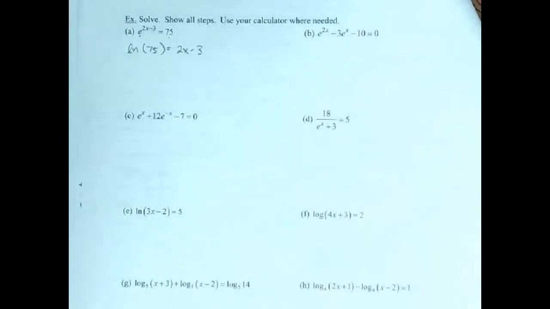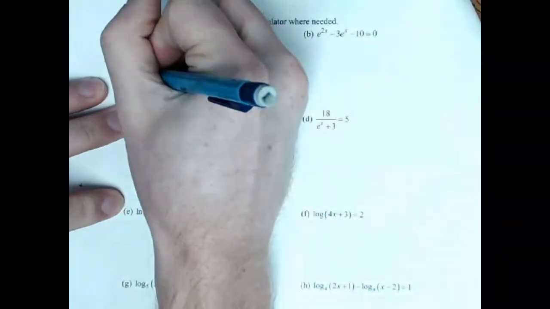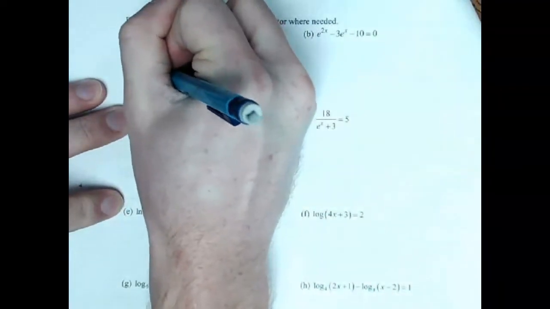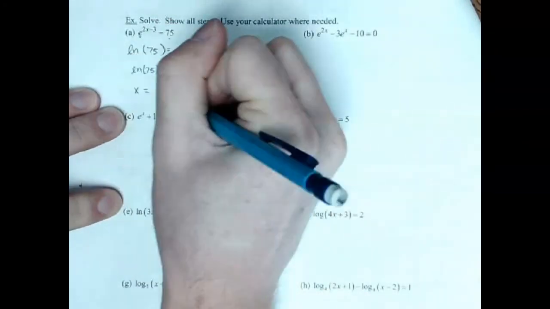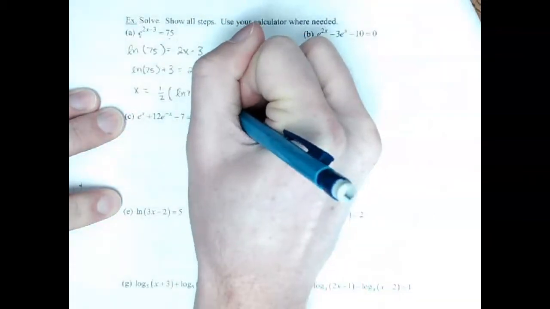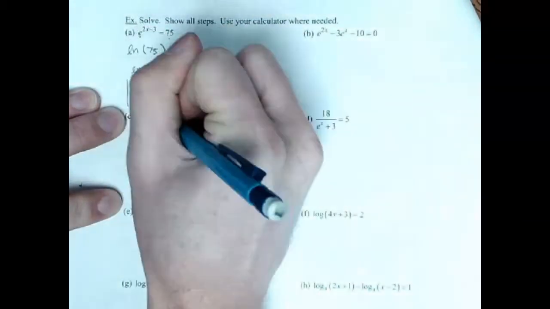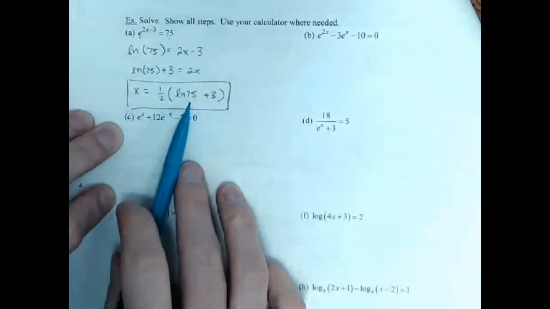Okay, two more steps. You're going to have to add the 3 and then divide by 2. So I have ln 75 plus 3, and then here I'm going to have x. I'm just going to write a 1/2 out in the front. I know it says use a calculator, but I really prefer the exact solution, so I'm just going to leave it like this.